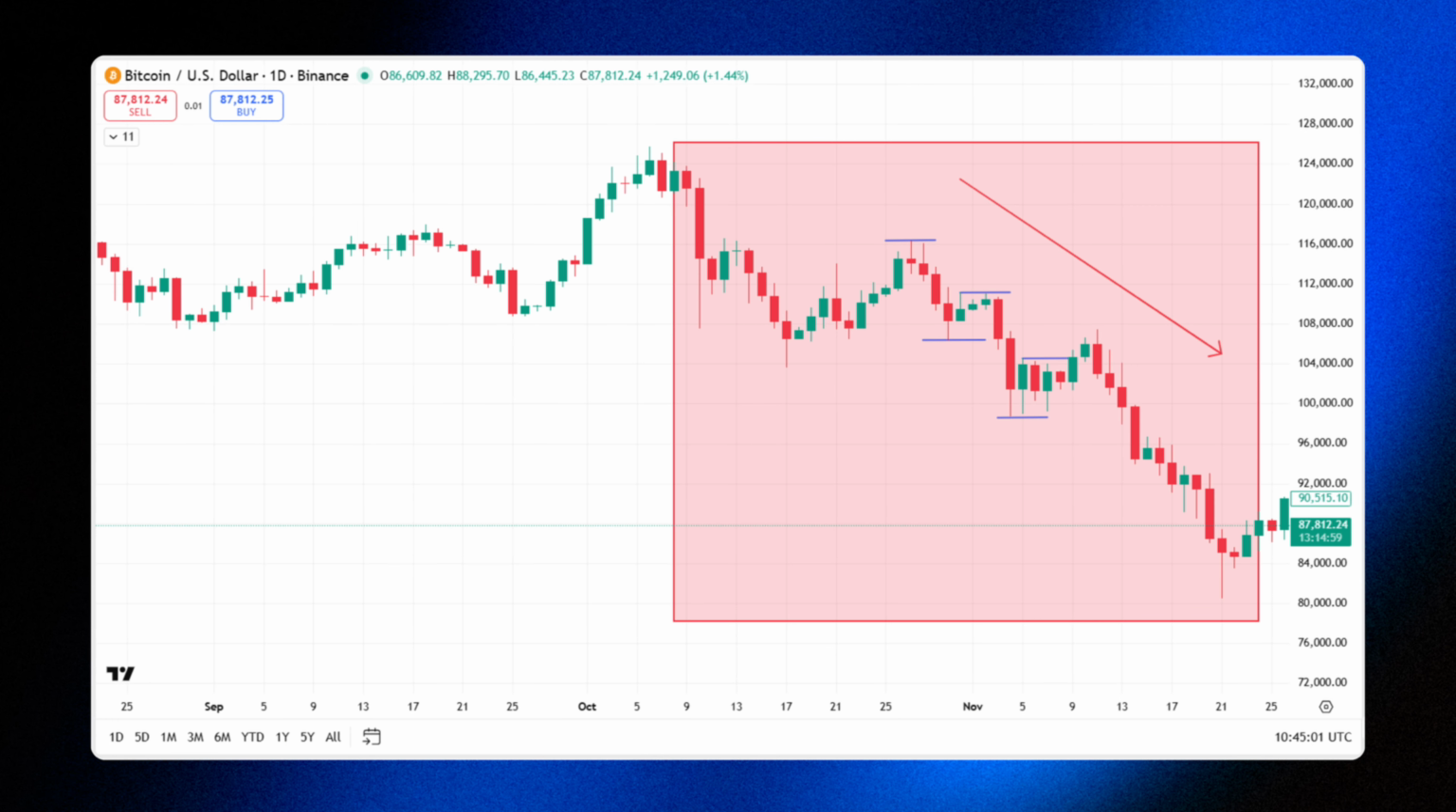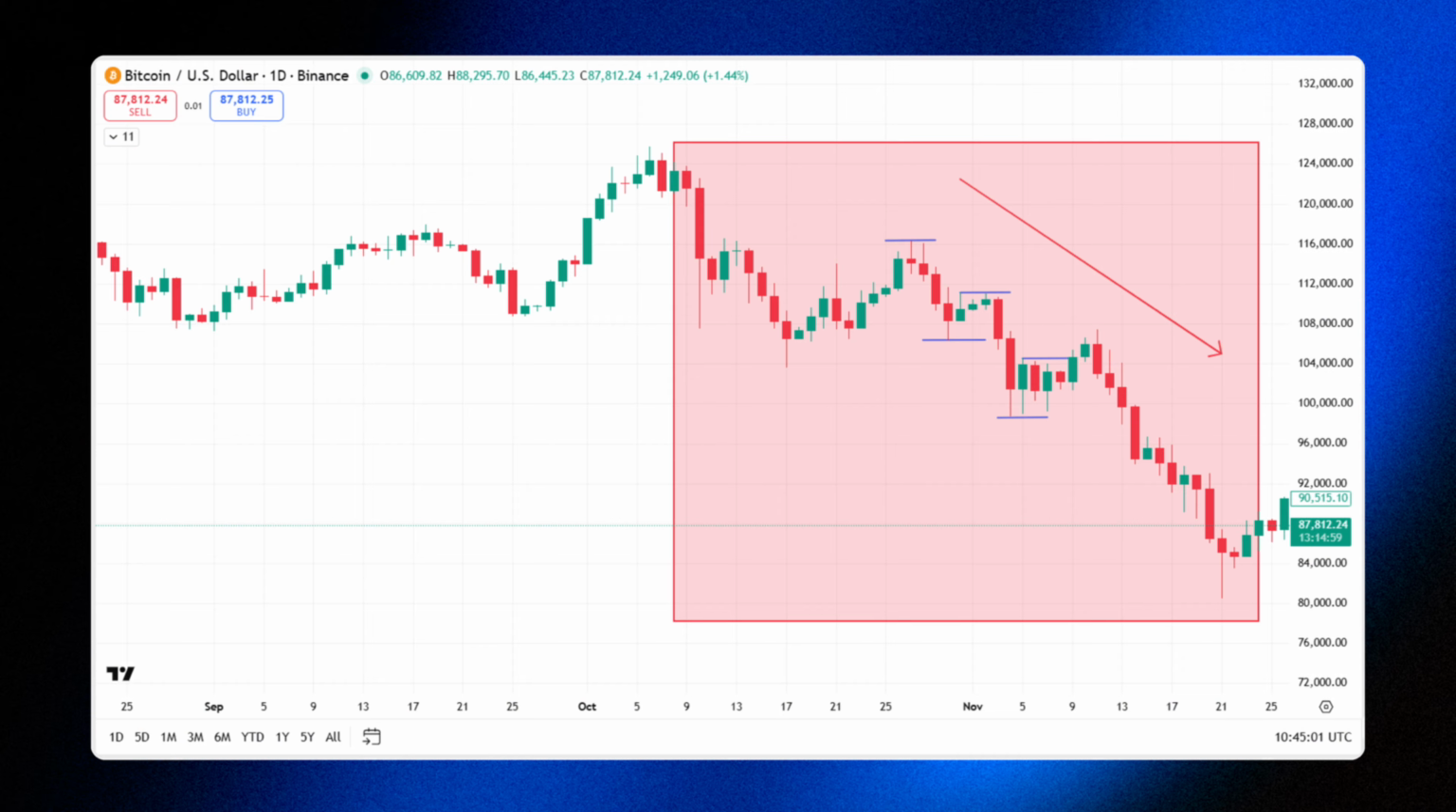One important thing you need to know is that time frames matter. A trend on a small time frame might just be a pullback on bigger time frames. So you always need to look for agreement and confluence on other time frames. For example, a downtrend on the 4-hour chart might already be a part of a bigger downtrend on the daily chart.